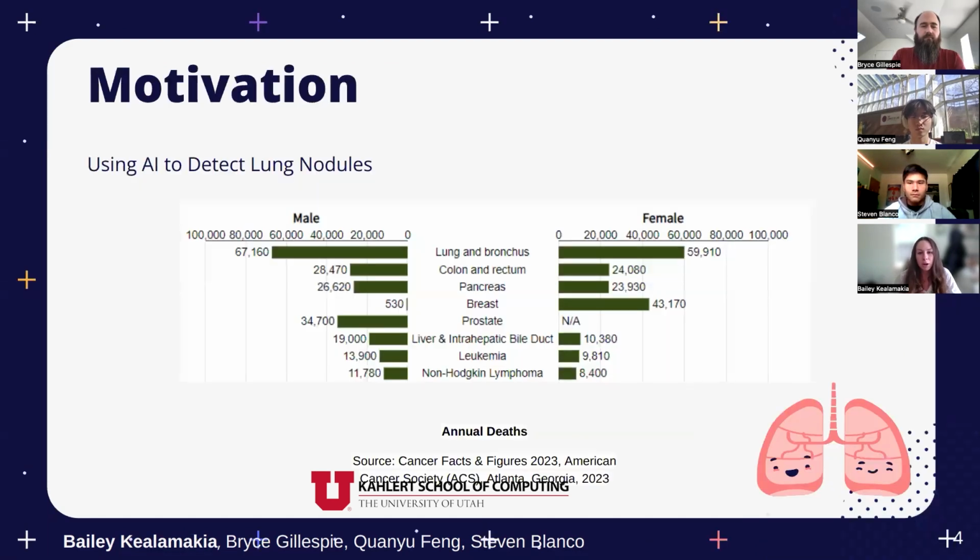The motivation behind our project is, as you can see from this graph, lung cancer is one of the deadliest cancers. And a big part of that is because it's often only diagnosed in the late stages when it's often too late to help cure a person or go through treatment. And so we want to use AI to detect those lung nodules in those early stages so people could get help faster.